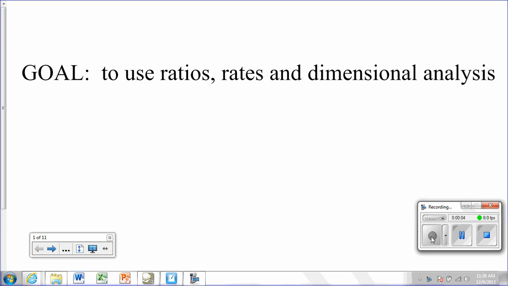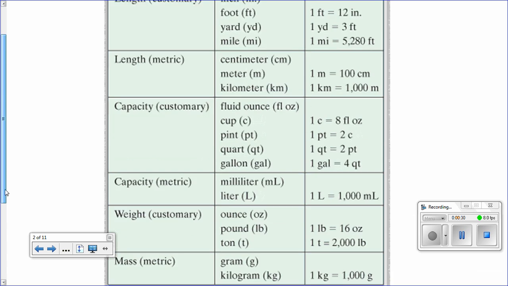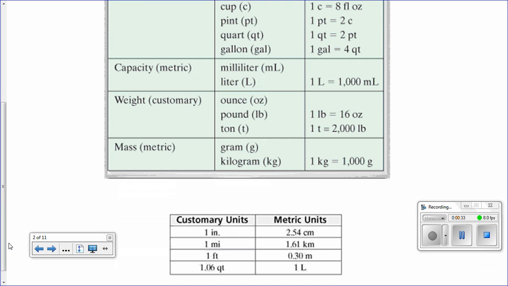Hi everyone. Today's goal is to use ratios, rates, and dimensional analysis. This chart you've probably seen before. I am not requiring you to memorize it. You'll actually be given a copy of it in class, so make sure you do get one from me. It does carry our units of measure in both customary and metric, as well as some conversion rates down at the bottom that you'll need to get through this section.